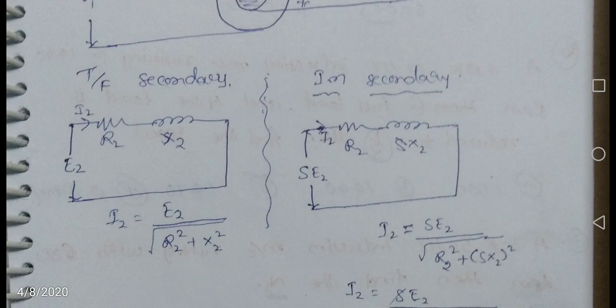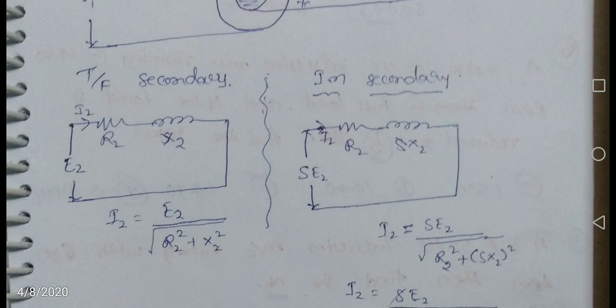If the induction machine is at standstill condition, that means the machine is not rotating, that is, the slip is equal to 1, and in that condition the machine is not running. In that condition, the rotor parameters are R2, X2 and E2 only, so it is similar to the transformer secondary. An induction machine under standstill condition has rotor parameters equal to the transformer secondary parameters.